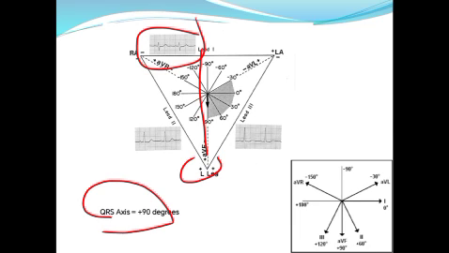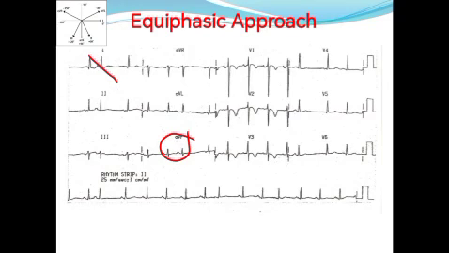So a shape like this, that's the equilateral triangle with all the leads, and the corresponding angle is determined from it. Anyway, we prefer using the equiphasic way for determining the axis. I mean we prefer the quadrant method to determine the axis. It is simple, and we don't need this equilateral triangle in front of us. Okay.